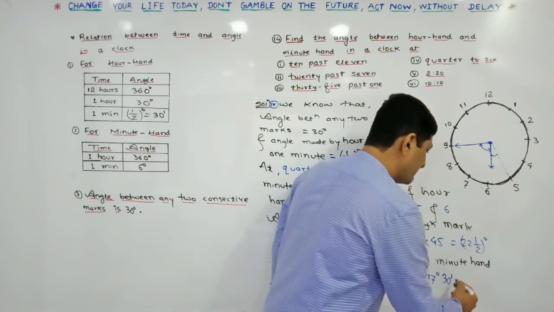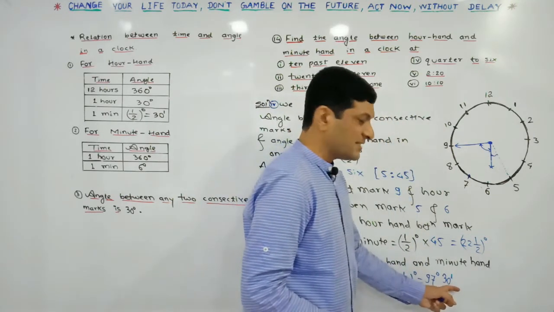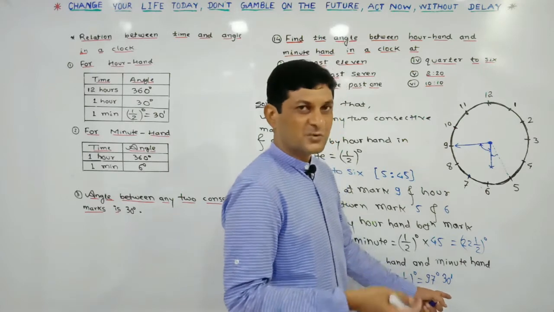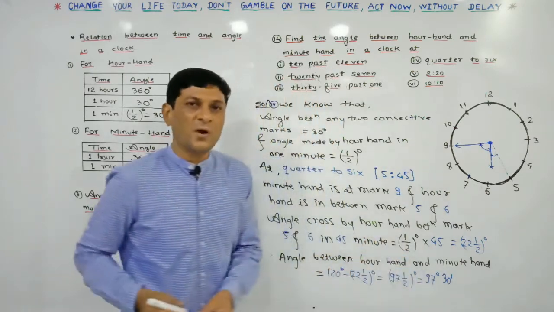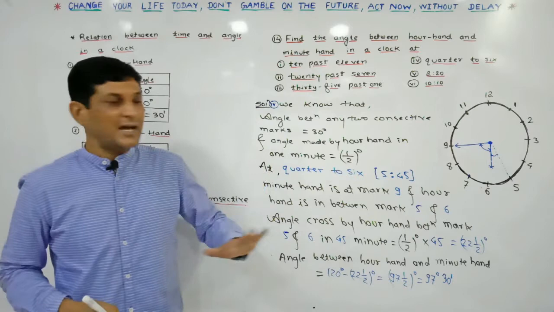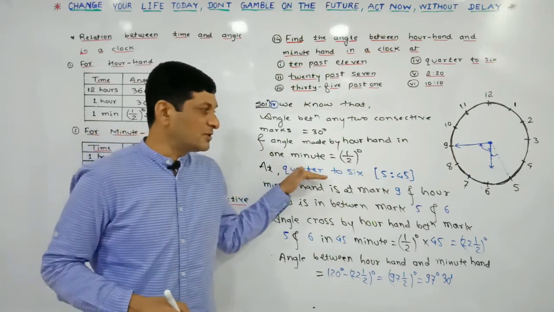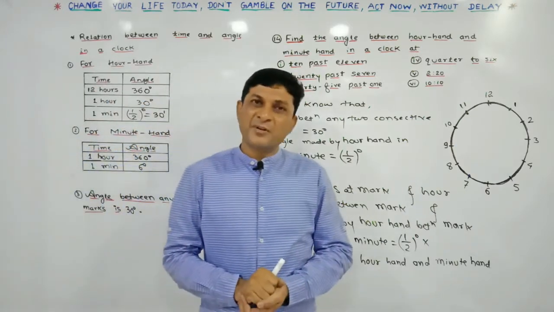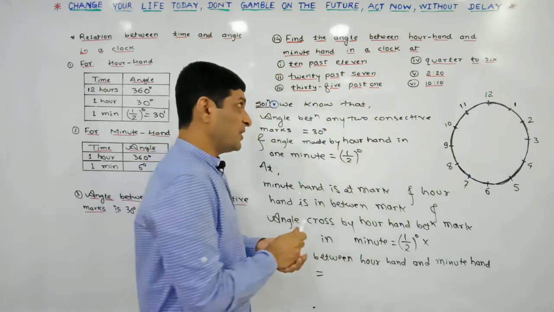So this angle will be equal to 97 degrees and half degree means what? 30 minutes. In this way we have got the angle between the minute hand and hour hand at 5:45. Now observe example number 5. In example number 5, what is the time here?